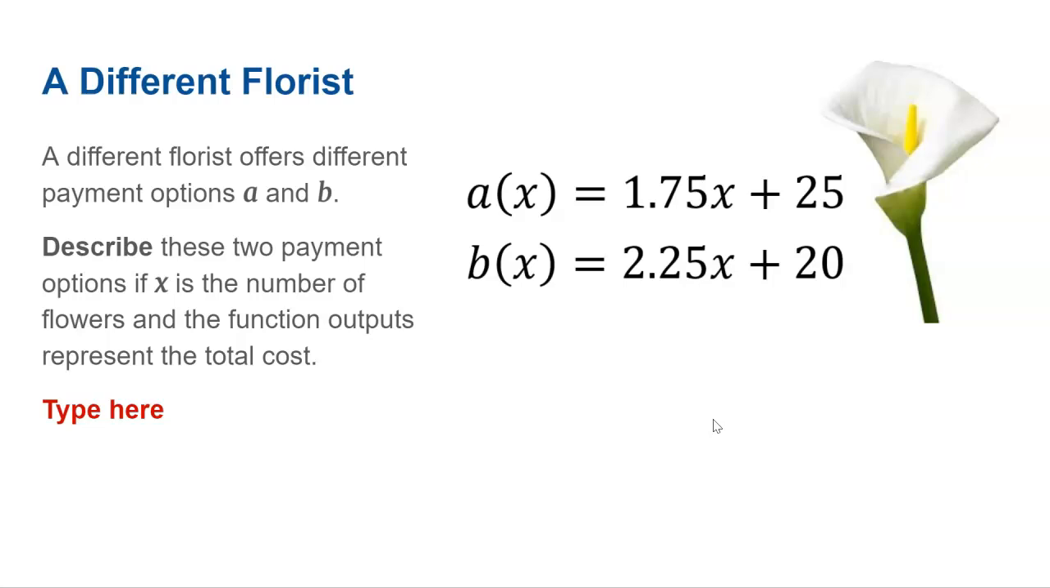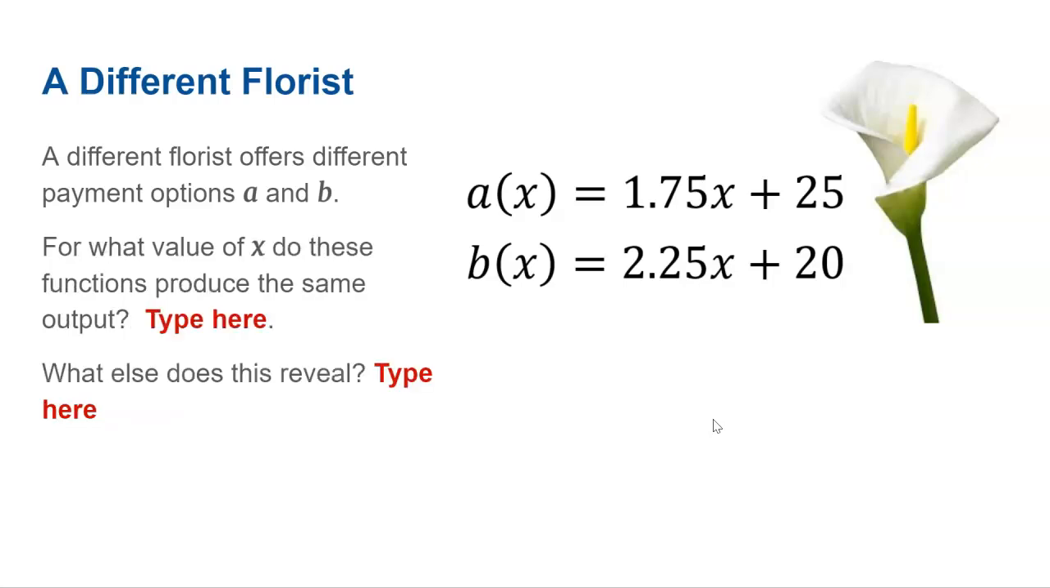Now we have a whole different florist with a whole different payment plan. And this florist has an A and a B plan. So conveniently, we've named the functions A and B. So we're kind of going about this the other way. We've got the equation. Now what's a graph for this? Describe the payment options. So they would define or describe the slope and the y-intercept in both of these. And then you're basically solving this system. What value of x will give you the same output, and what does this reveal?